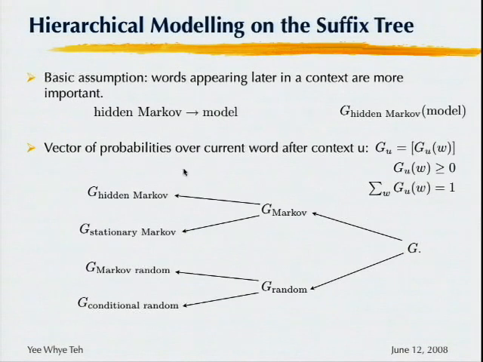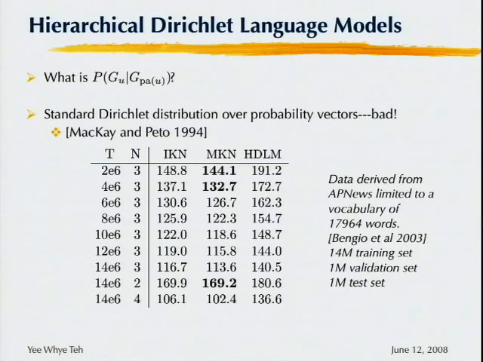So the next question is, what are the distributions that are going to be placed on each of these edges? What's the distribution over G of hidden Markov, given that its mean is G of Markov? So what is the probability of G of U given G of parent of U? The standard distribution that people use on probability vectors is of course the Dirichlet distribution, and this produces a hierarchical Dirichlet process language model, okay, in this case.